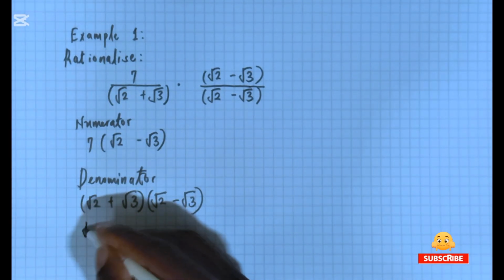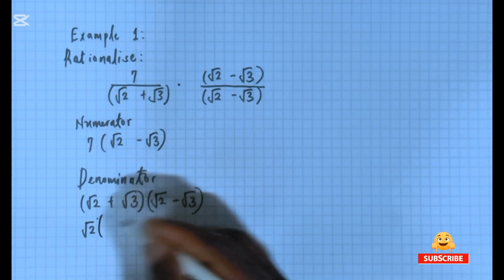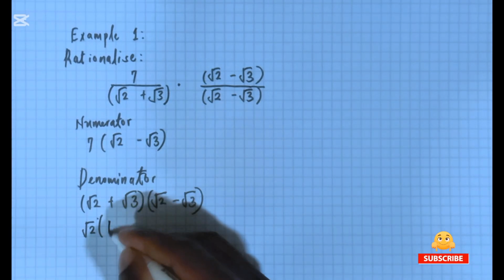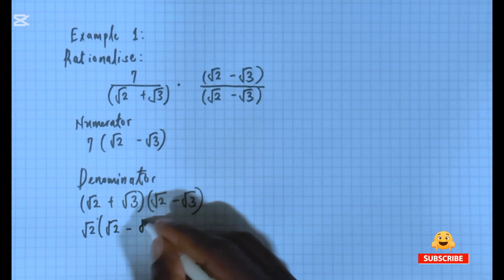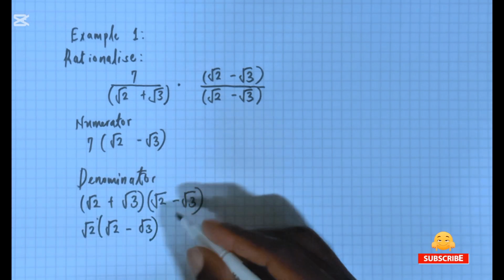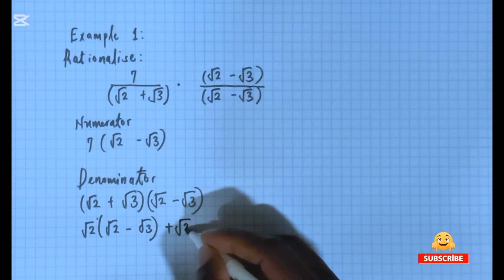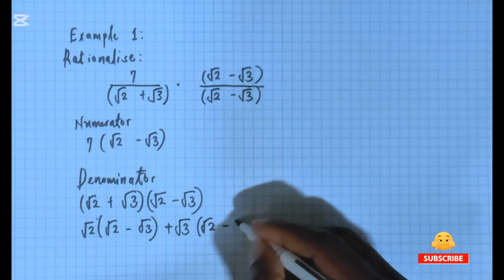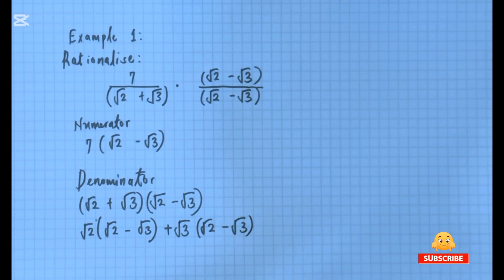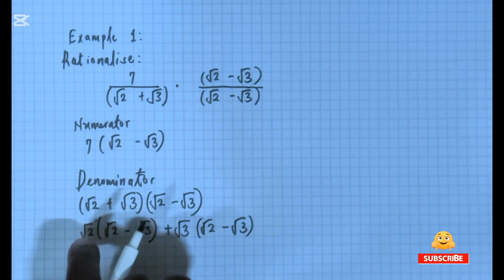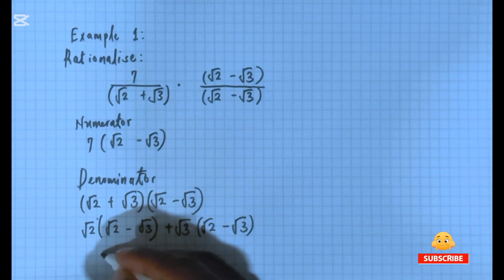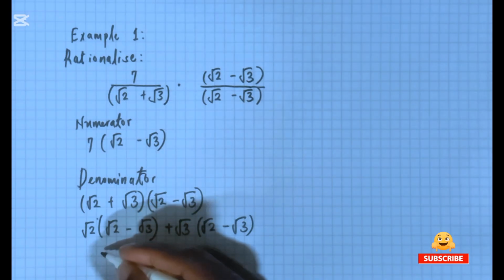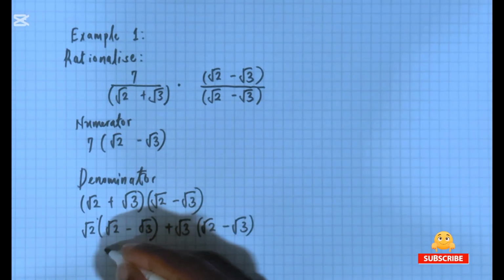So we're going to have root of 2, the surd of 2, multiplying the surd of 2 minus the surd of 3, okay, plus the surd of 3 multiplying the surd of 2 minus the surd of 3, like that. All right, so then I want you to note that root 2 times root 2 will basically give us 2. So let me write that 2 here.